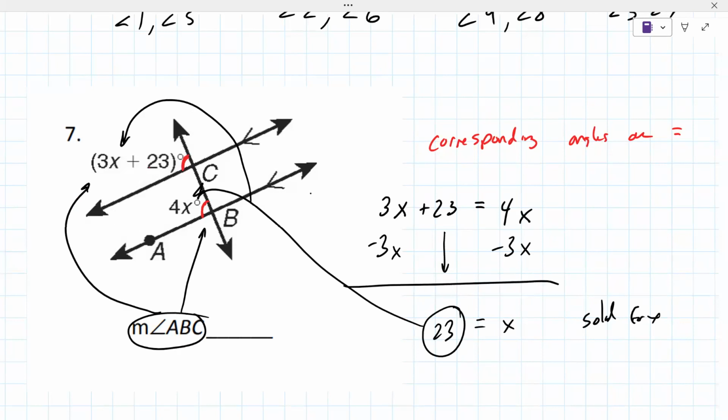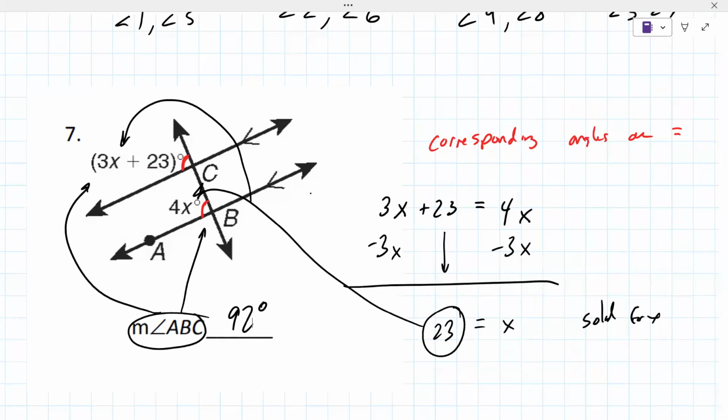I should probably calculate it. It's not that hard. Yeah, definitely grab a calculator if you have it. That would be useful. 23 times 4 is 92. 92 degrees.